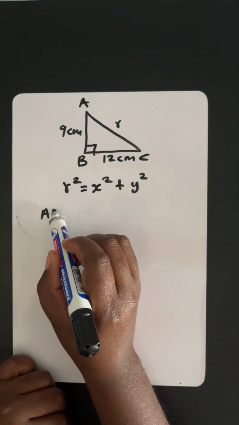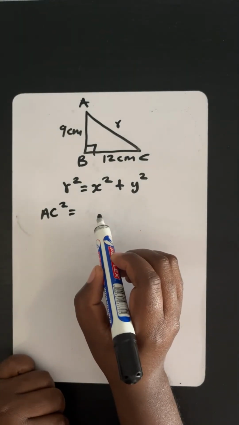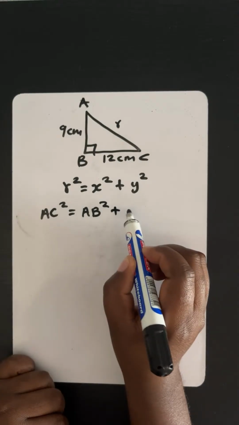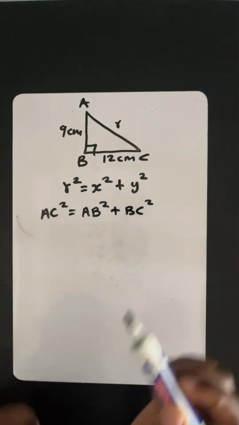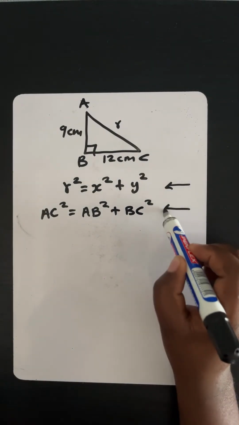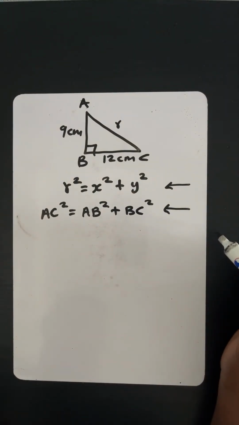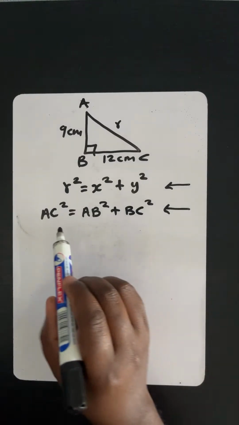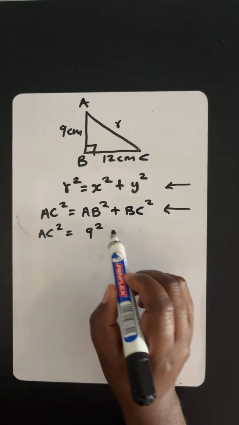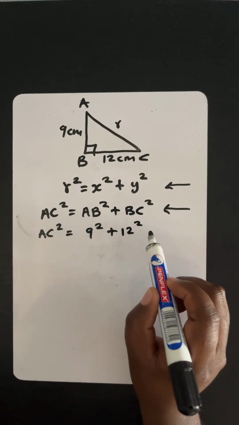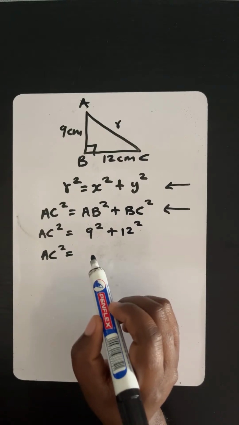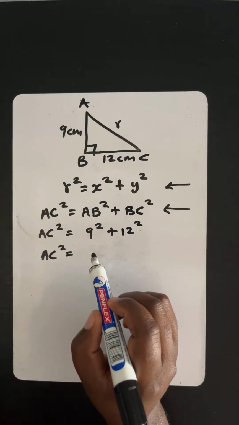So that means side AC squared will be equal to side AB squared plus side BC squared. What I'm doing now is rewriting that formula to suit the triangle that I'm given, which is in letters A, B, C. Therefore, I will substitute and say side AB is 9 squared. At this stage, you don't necessarily need to substitute the units. You just remember that in the end, your final answer must have those units.